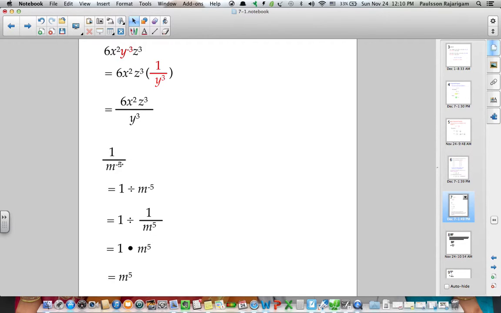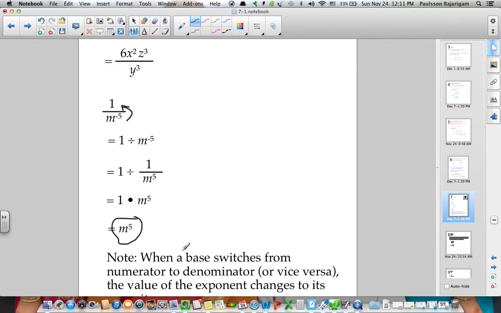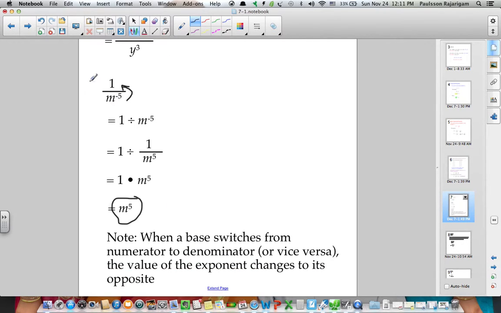Now in the second example, you have m to the negative 5 in the denominator, and the way to get rid of that negative exponent and make it into a positive is to move it to the numerator, and what happens is the m to the negative 5 becomes m to the 5th. Okay? Maybe one more?